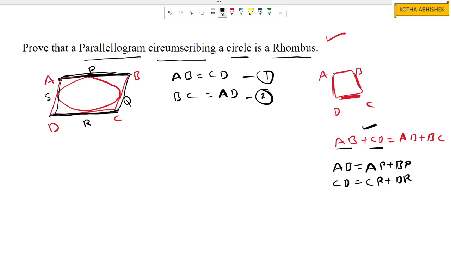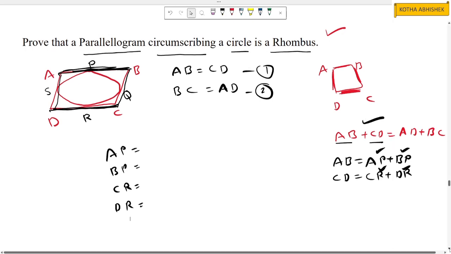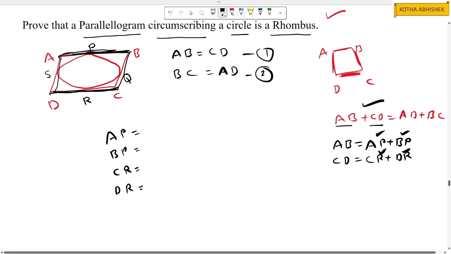So here in this logic, AB plus CD are on the left side. So it means this AP, BP, CR, DR, everything should be towards the left side only. So now write our main answer. AP equals BP equals CR equals DR equals. Now observe the question clearly. A is a point outside the circle, and AP will become a tangent and AS will become a tangent. From a point outside a circle, the lengths of the tangents are always equal to each other. So AP and AS both are equal.